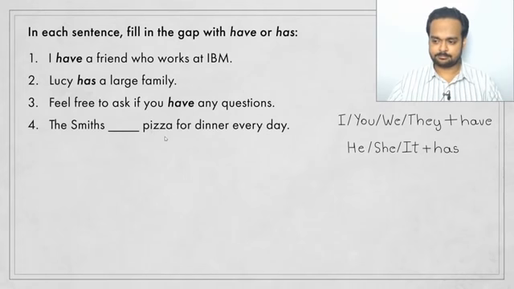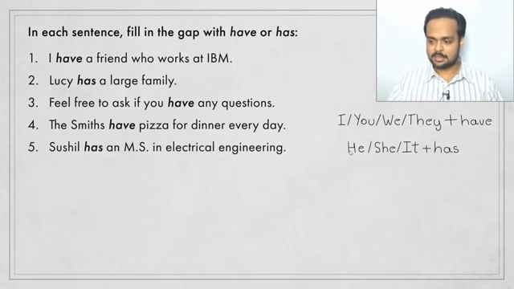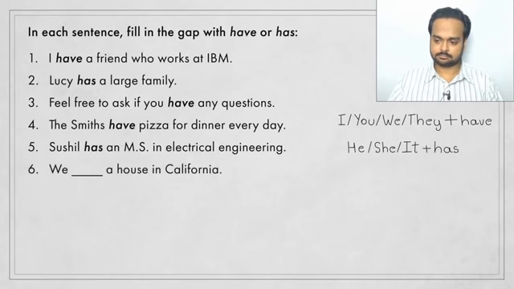The Smiths pizza for dinner every day. Have or has? The Smiths means the Smith family. This is a plural subject, so it's like saying they. Right? So the Smiths have pizza for dinner every day. Next one, Sushil, an MS in electrical engineering. Sushil is a male name. It's like saying he. So Sushil has an MS in electrical engineering.